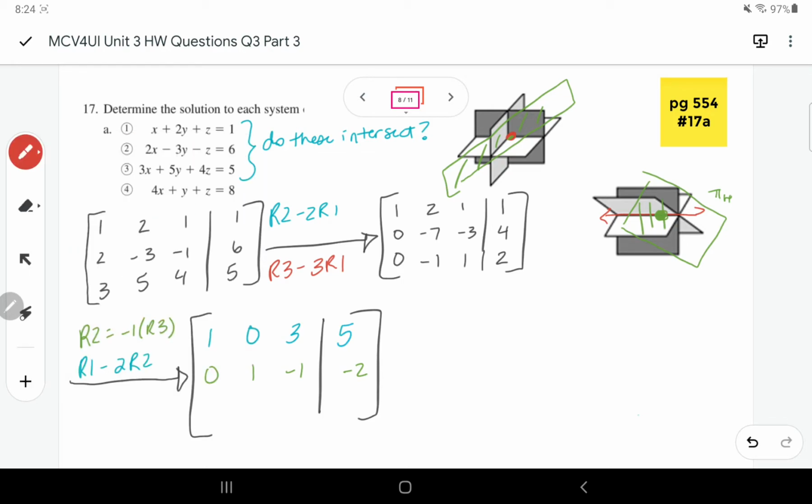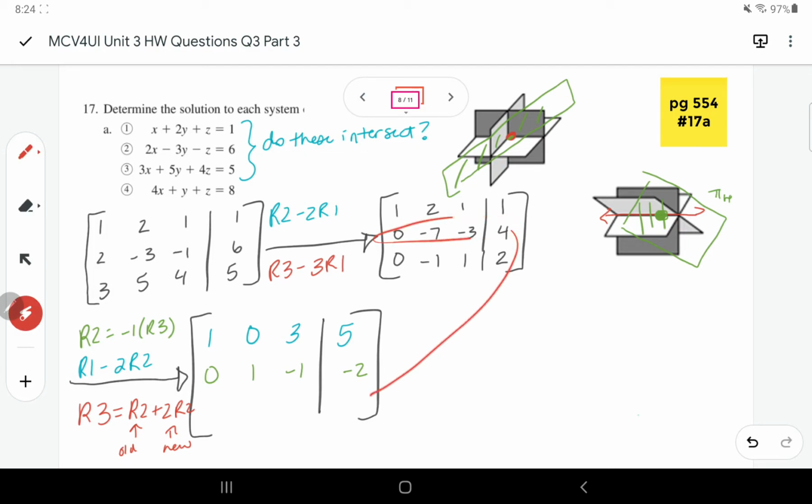And now I'm going to say that row 3 is going to be row 2 plus 2 times the new row 2. So this notation gets a little bit weird because I'm going to take this row, which is now going in here, and you can do this in multiple steps to swap the rows in one step and then clear it out, but I'm just trying to save some space.